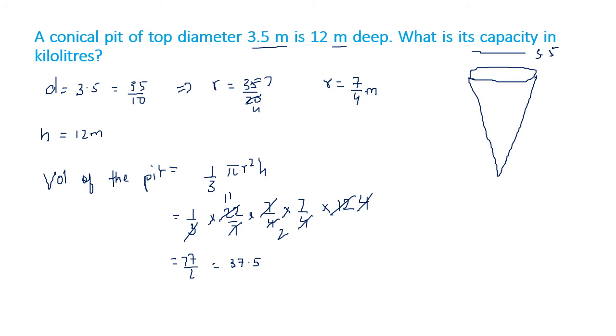37.5 meter cube. Now to find the capacity in kiloliters. So 1 meter cube is equal to 1 kiloliter or 1000 liters. So 37.5 meter cube is equal to 37.5 kiloliters. So the volume of this conical pit is 37.5 kiloliters.